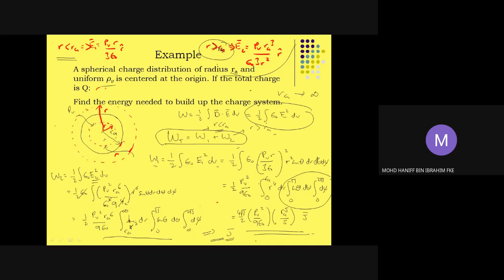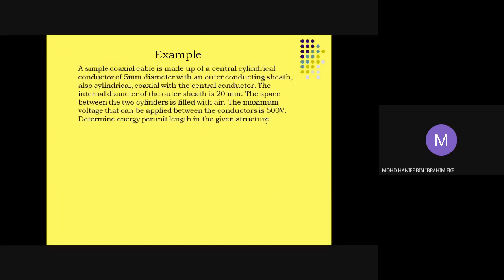Hopefully I make it clear to you on this example. So let's have a look at this example again. This is an example that we have seen in previous lecture 8, if I'm not mistaken. But for that particular case, it was calculating the potential. For this particular case, the same question, but it is to find the energy per unit length in a given structure.